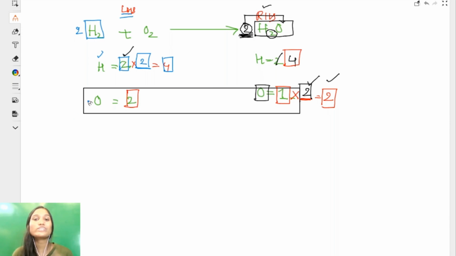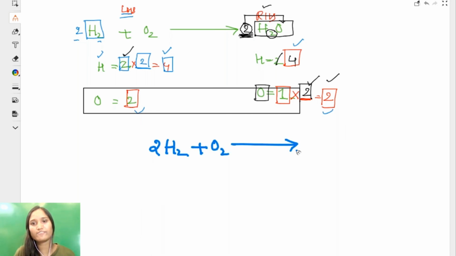Right? Now count the number of hydrogens. 2 into 2, 4. And on other side also 4. Oxygens 2 on both the sides. So finally, the number of hydrogens and oxygens on both the sides is equal. And we call it as balanced chemical equation. Let me write it with a thick pen. 2H2 plus O2 gives 2H2O. This is balanced chemical equation.